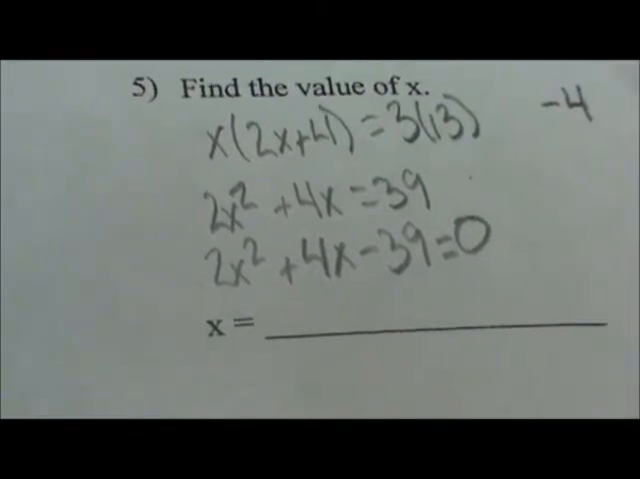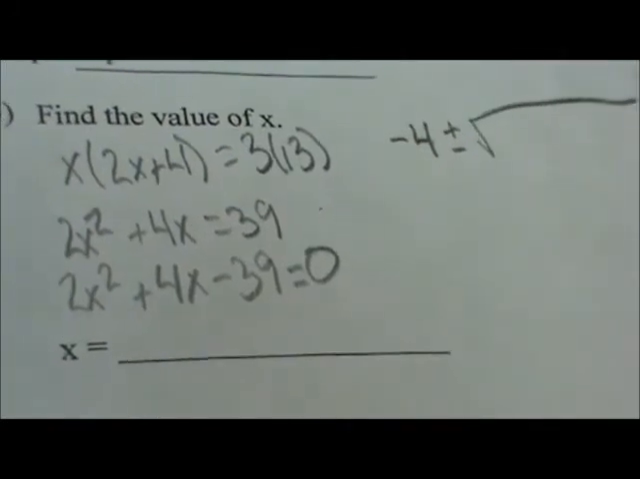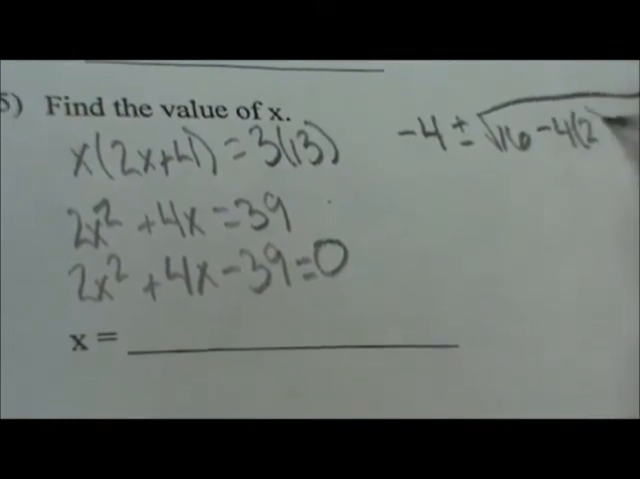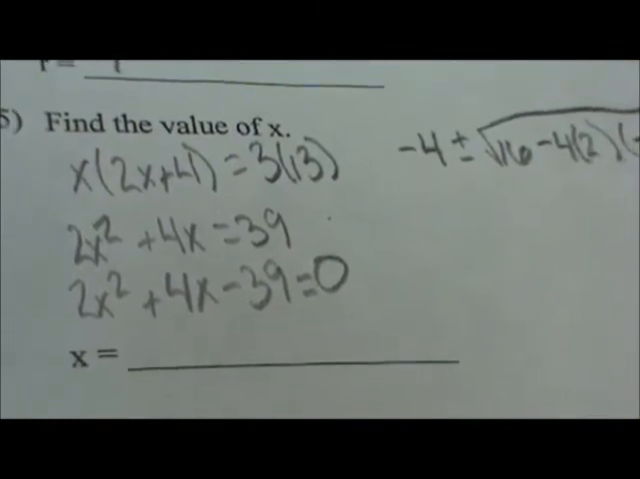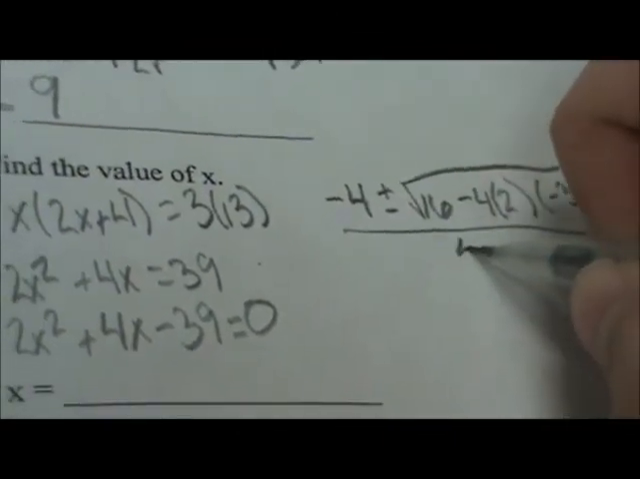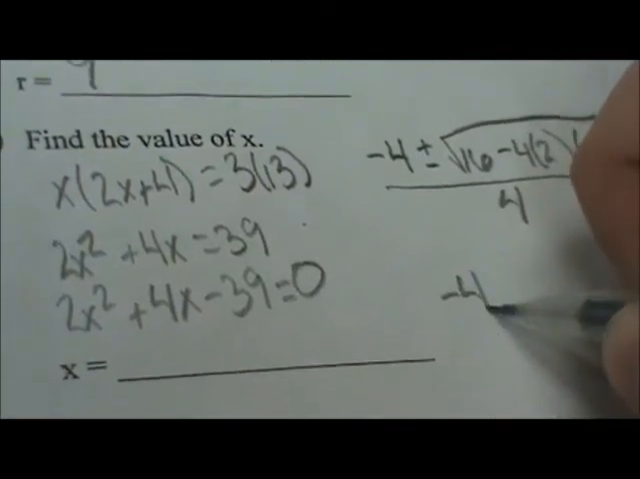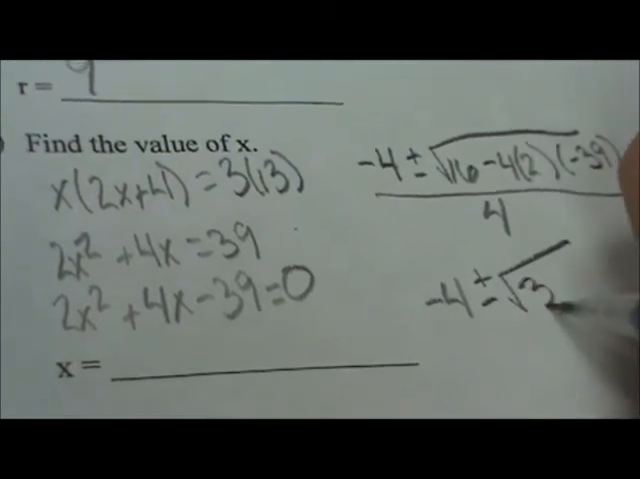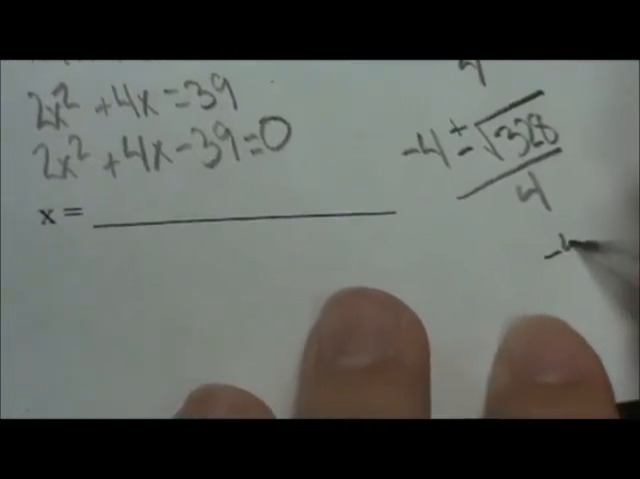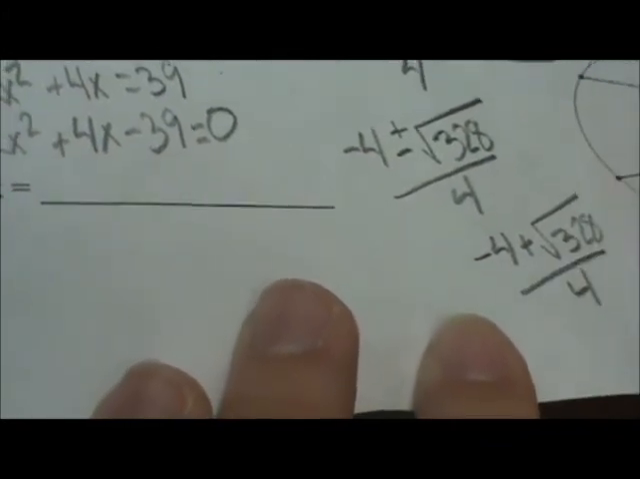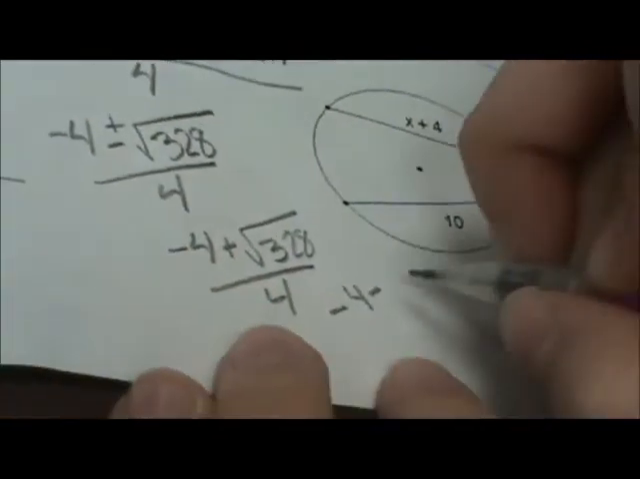So you can say that negative 4 plus or minus the square root of 16, which is 4 squared, minus 4 times 2 times negative 39, all over 2 times 2, which is 4. When you simplify, you get negative 4 plus or minus the square root of 328, which is all added and subtracted together, all over 4. Then you need to set up their own equations, and you get negative 4 plus the square root of 328 over 4, and negative 4 minus the square root of 328 over 4.